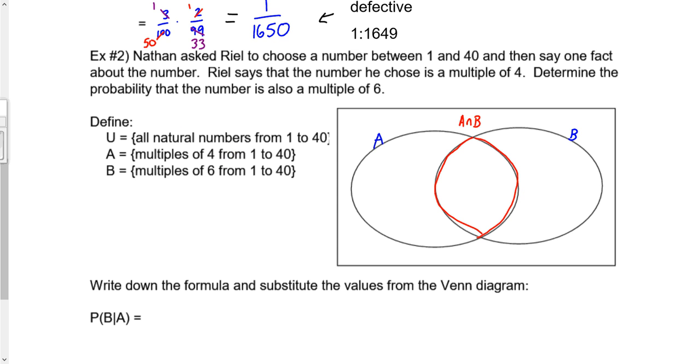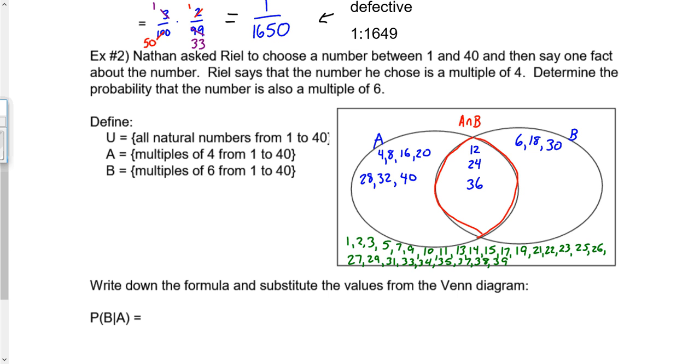I'm going to quickly do this, and if you need to take a pause, absolutely do whenever you need to. So by filling in the inside of the Venn diagram, the numbers 4, 8, 16, 20, 28, 32, and 40 would be multiples of 4. 6, 18, 30 would be multiples of 6, but 12, 24, and 36 would be a multiple of 4 and a multiple of 6. If I fill in the rest of my Venn diagram, all of these numbers in green would not be multiples of 4 or multiples of 6.